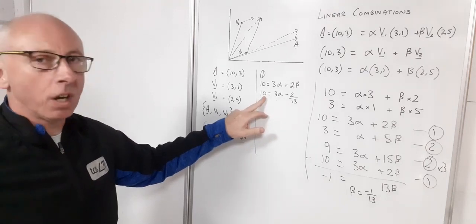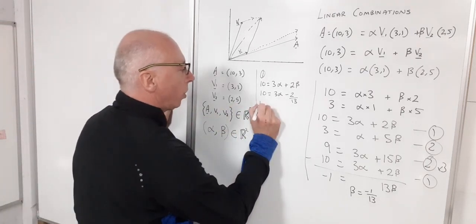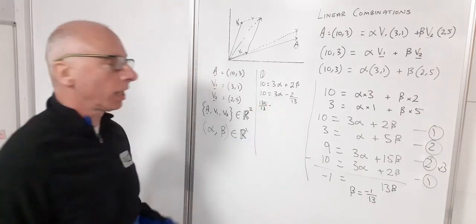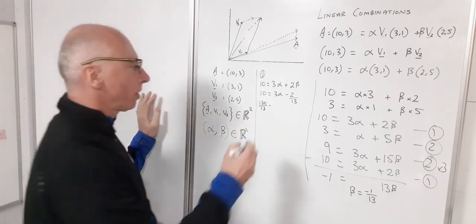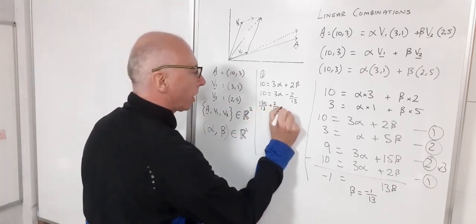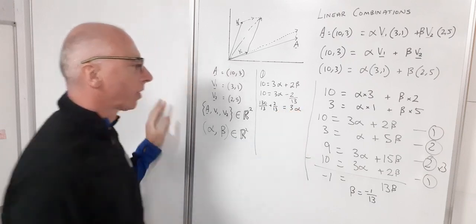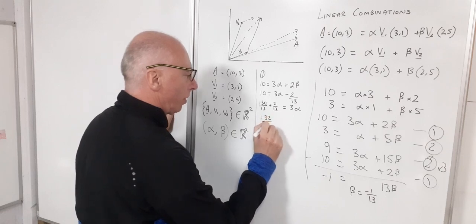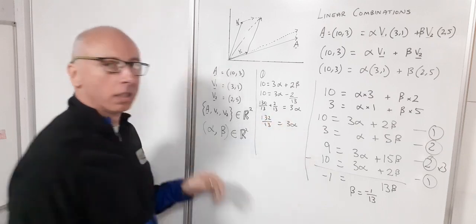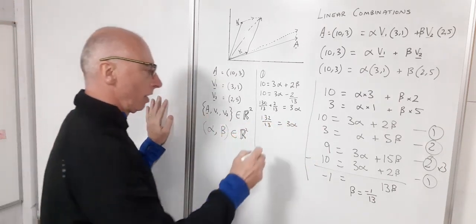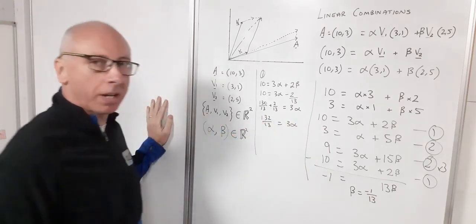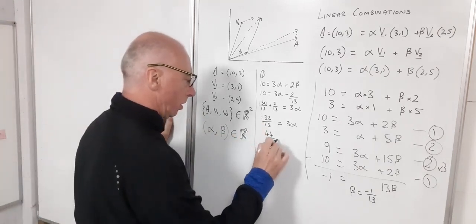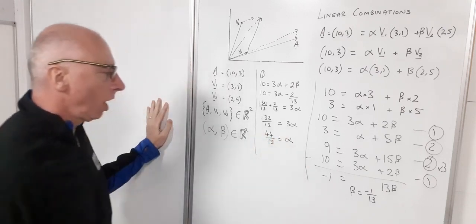So if I change that to over 13, now I've got 130 over 13 minus 2 over 13. Well, I can add 2 over 13 if I bring it to the other side. So plus 2 over 13, that equals 3 alpha. So let's simplify this up. 132 over 13 equals 3 alpha. Divide everybody by 3. So then I've got 132 divided by 3. That's going to give me 44. So that equals alpha. Okay, right.